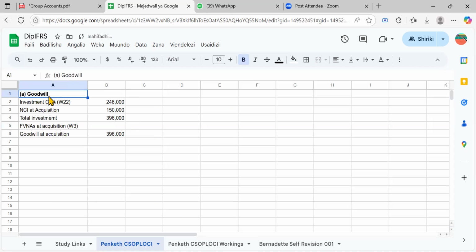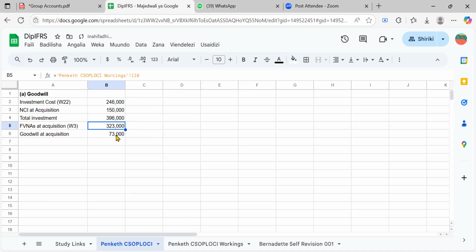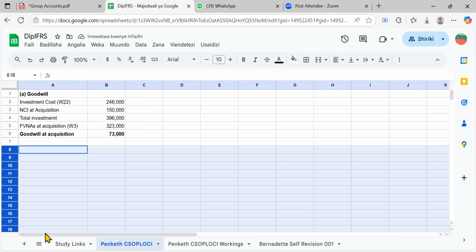Yes. Computation of goodwill at acquisition. So we just say equals to that net assets, 323. Yes. So you would get your goodwill at acquisition at 73,000. I hope you have seen that. Yes.